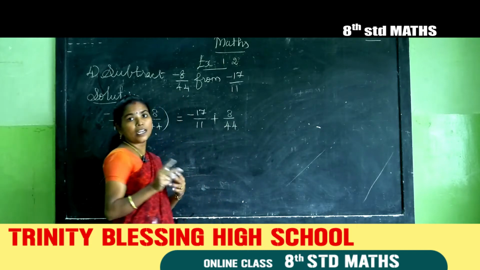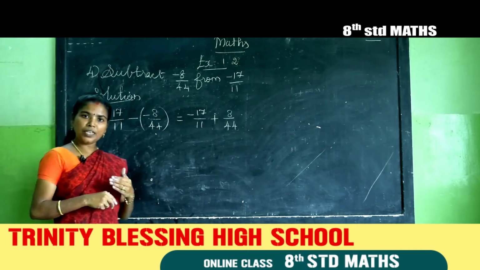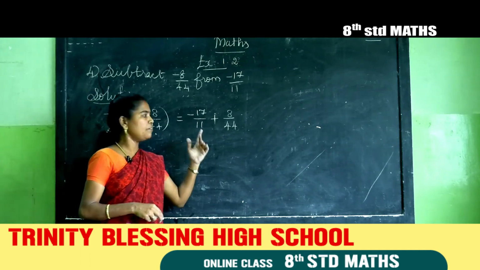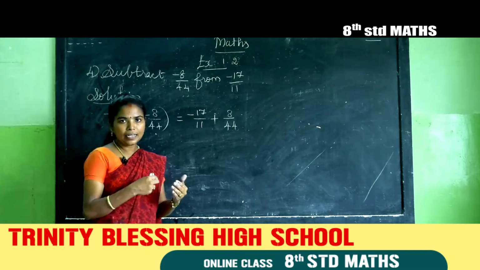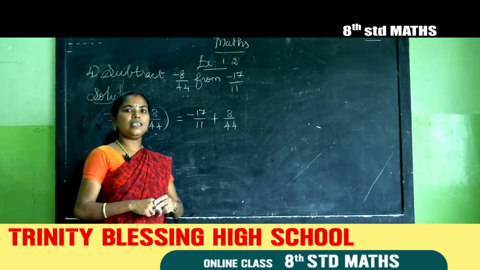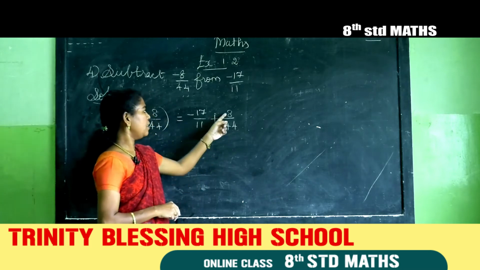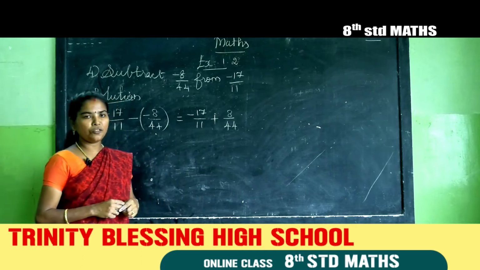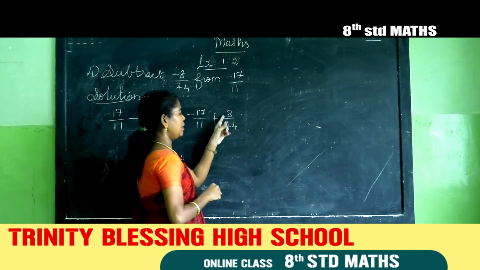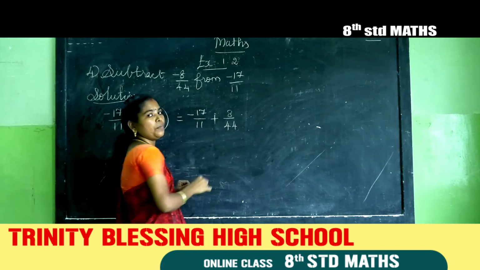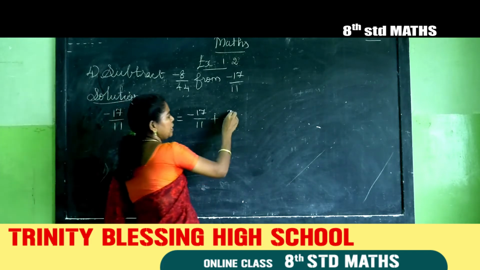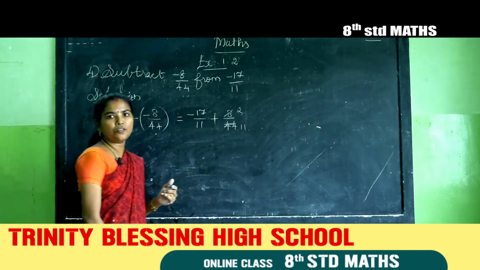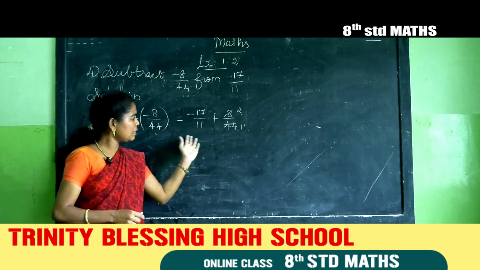Now you see here there are two methods to do this sum. First, as usual, we can find the LCM as 44, then convert this 11 into 44, then we can simplify. Otherwise, in an easy way, here you see this 8 and 44 have a common divisor 4, isn't it? So simply we can cancel this numerator and denominator by 4. So if we cancel by 4, 2 4s are 8, 11 4s are 44, isn't it? Then we can get the same denominator.